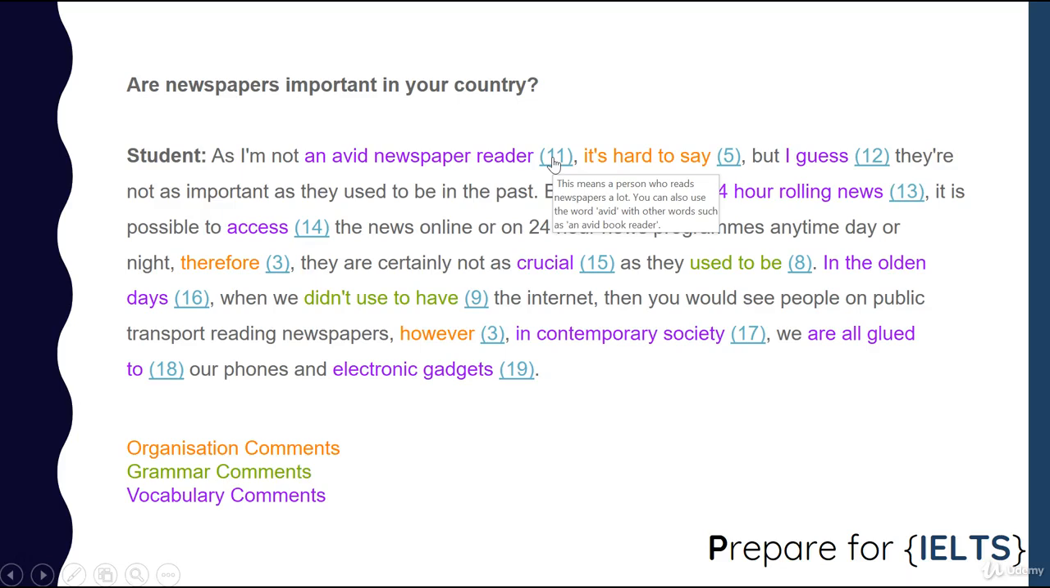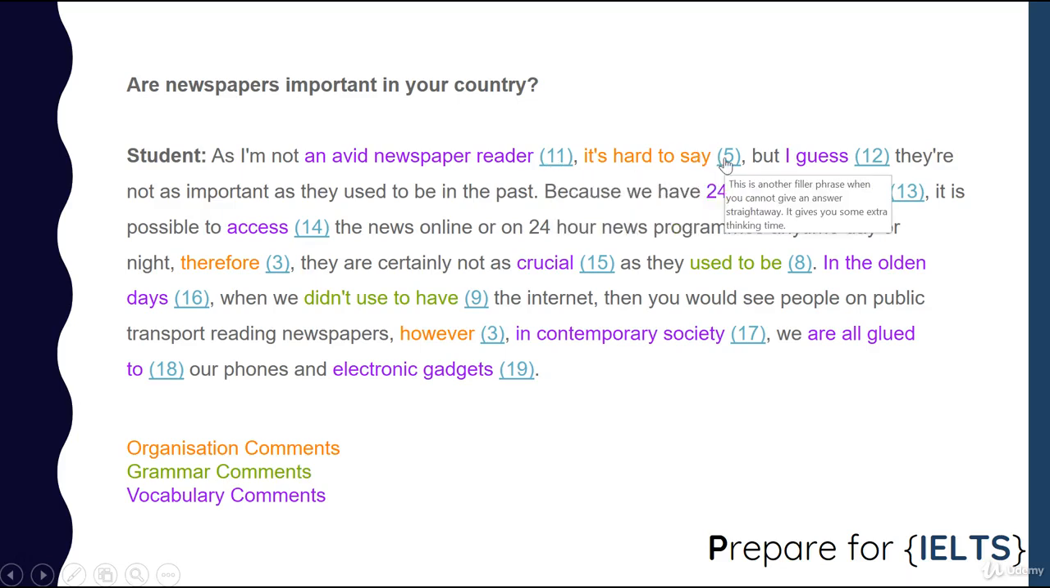Avid means a person who reads newspapers a lot, and you can use the word avid with other words such as an avid book reader. It's hard to say. This is another filler phrase when you cannot give an answer straight away, and it gives you some extra thinking time. I guess, instead of using I think, you can say I guess. 24-hour rolling news is news that's been updated all the time. To access, to look at.